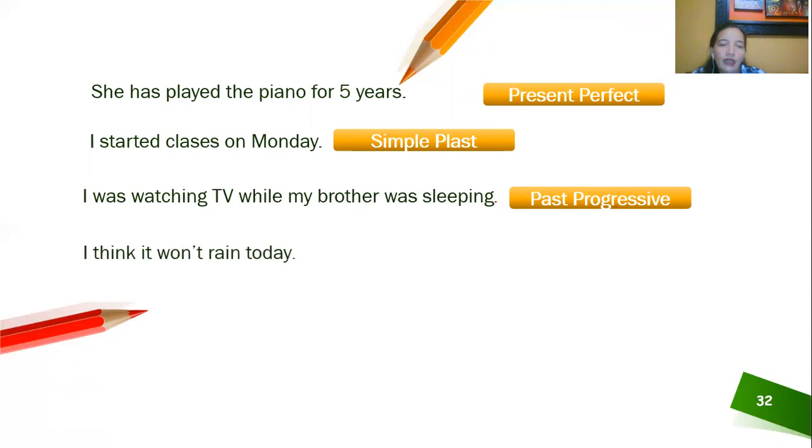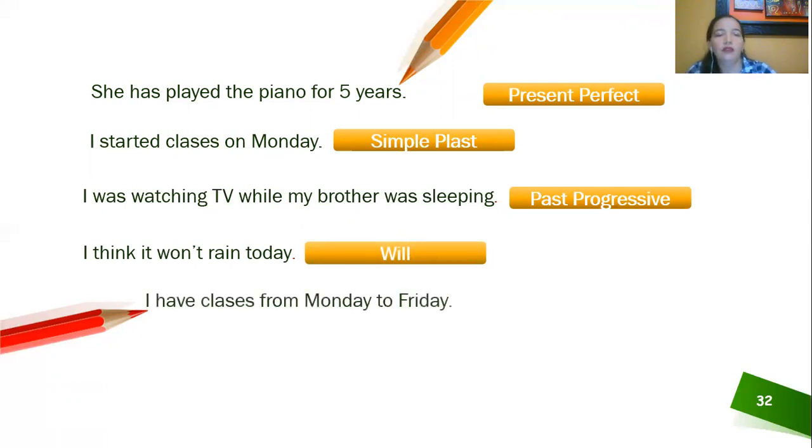I think it won't rain today. What is this? What tense? Future with will, and it's a prediction. For predictions, I use will.